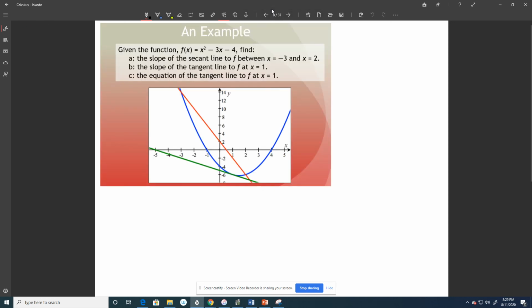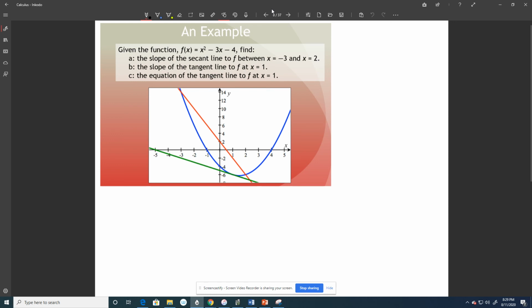Okay, so here's our first example. If you're given this function, f of x equals x squared minus 3x minus 4, it wants us to find the slope of the secant line between 2 points. It wants me to find the slope of the tangent line at a specific point. And then it wants me to find the equation of the tangent line at that point.